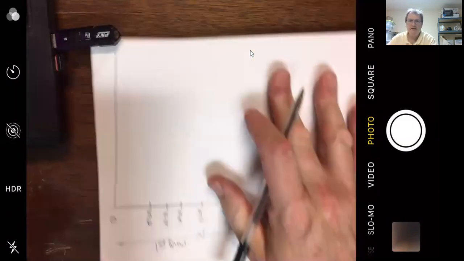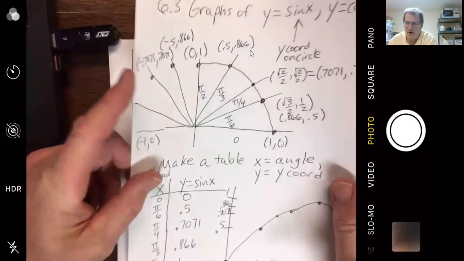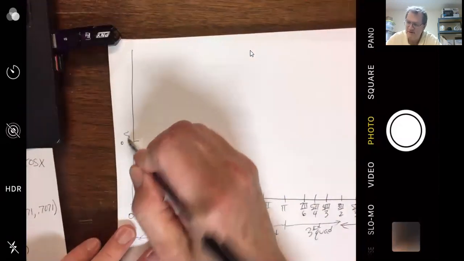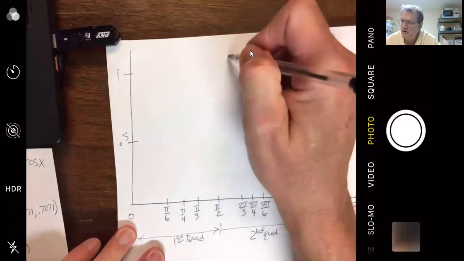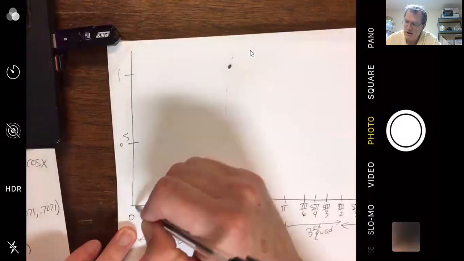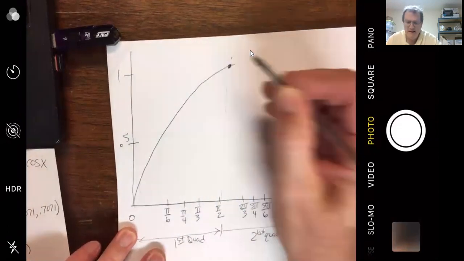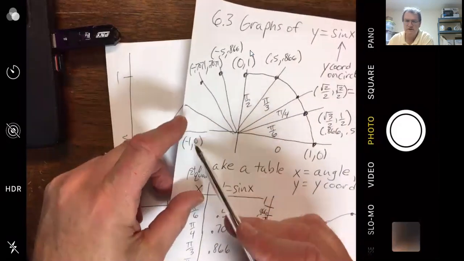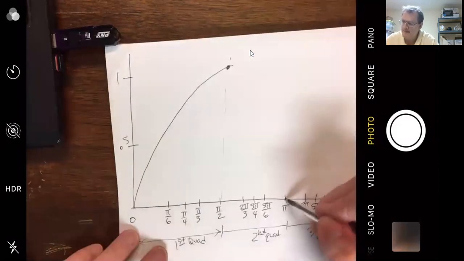I don't know if you can imagine, I'll be writing them down. So I've shown you the first quadrant. You're going up. Here's 0.5. It's 1. So you're going up to 1 at pi over 2. Then you're dropping back down the y coordinates to 0 by pi.